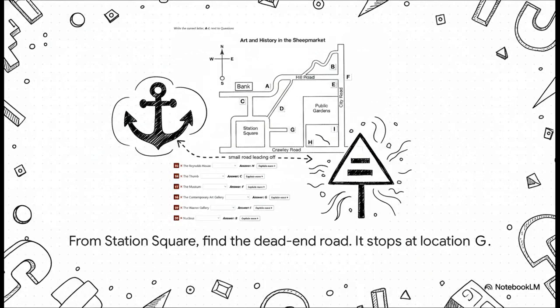Our anchor here is Station Square. Now, if you look at the map, you can see a little road that leads off from the square, heading towards Crawley Road. But look closely. That road just stops at Building G. It's a classic dead end. So, G has to be the Contemporary Art Gallery.